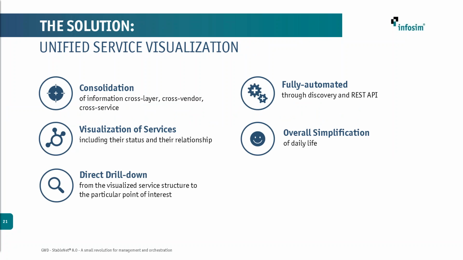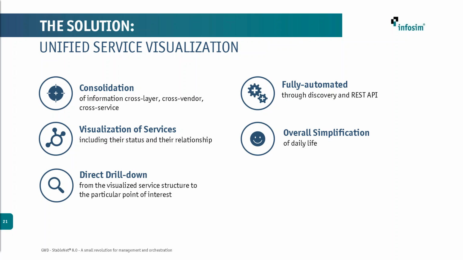So what we are first doing is consolidation of information cross-layer, cross-vendor, cross-service. We are modeling it in one unified service model, including sub-services and the relation between the services, so that this can be used in the next step for visualization of services, including their status and their relationship. Based on this, we offer a direct drill down from the visualized service structure to the particular point of interest, so that you can do a drill down without jumping back and forth in the systems and directly get to the point. All this is done fully automated through Discovery and REST API.